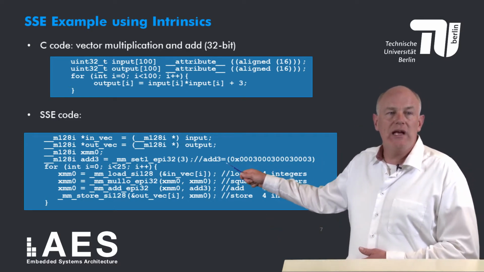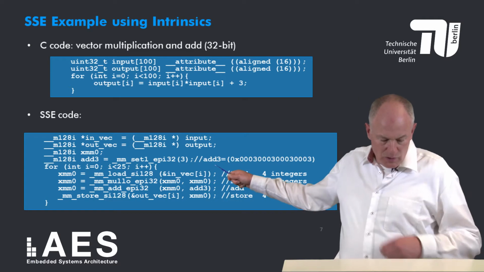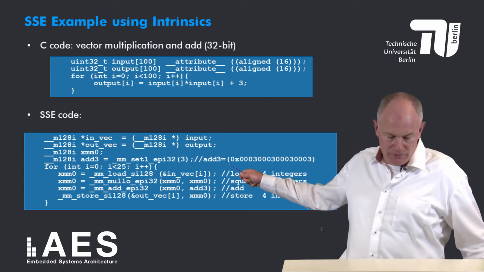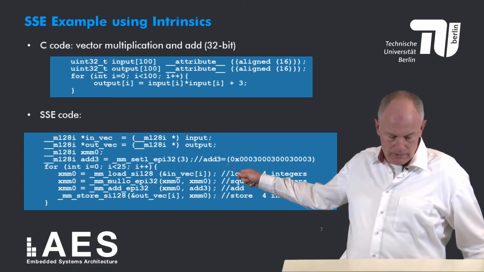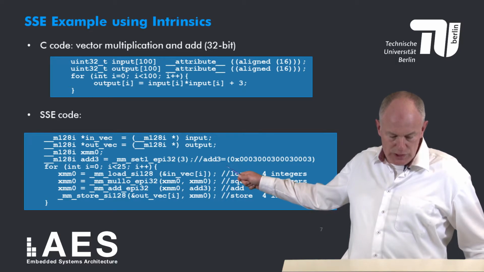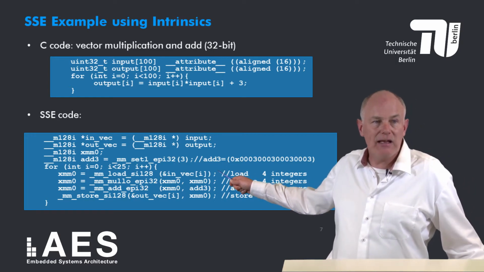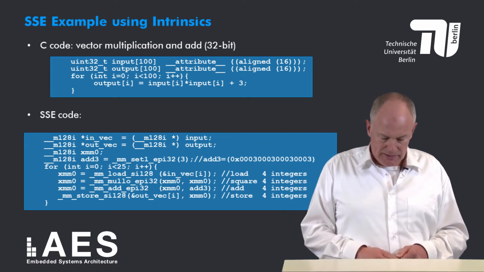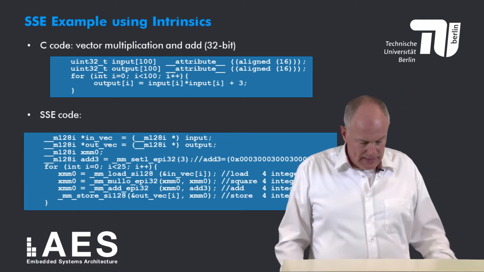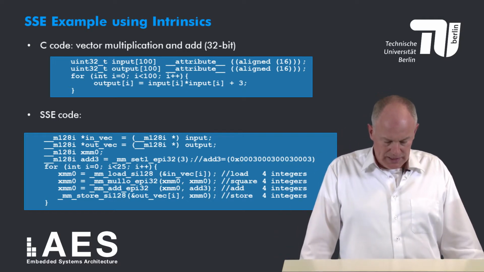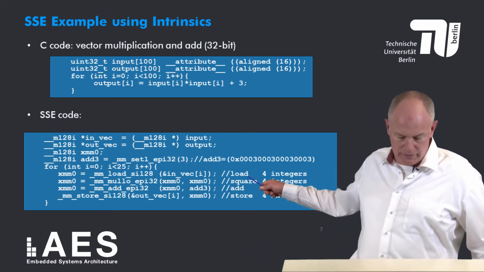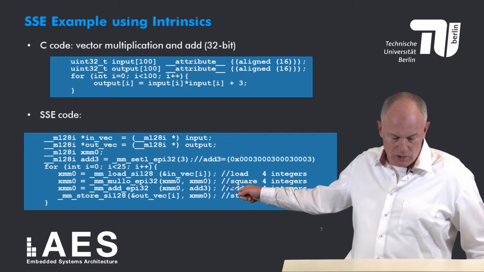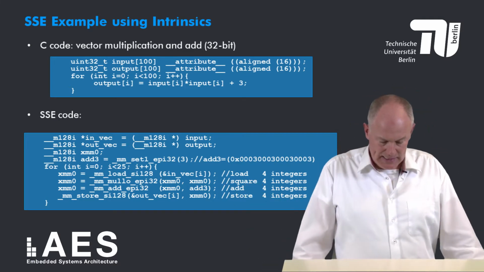Then we have a loop that loops 24 times. We load 4 times the input vector, invec. Then we square all these 4 integers using the multiply low operation. And then, in the third instruction, we add the scalar 3 that we have splatted into a vector, using the add 32 instruction. And finally, we store back the result to memory using the store signed integer 128 instruction.